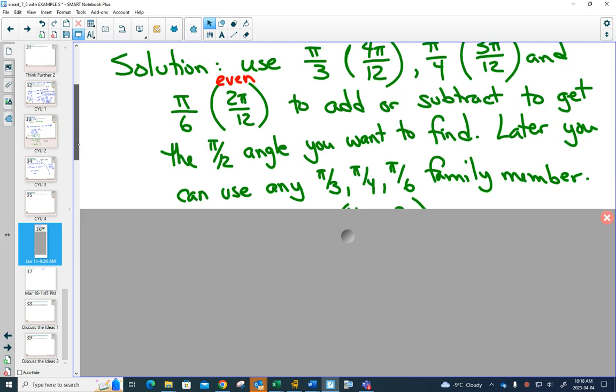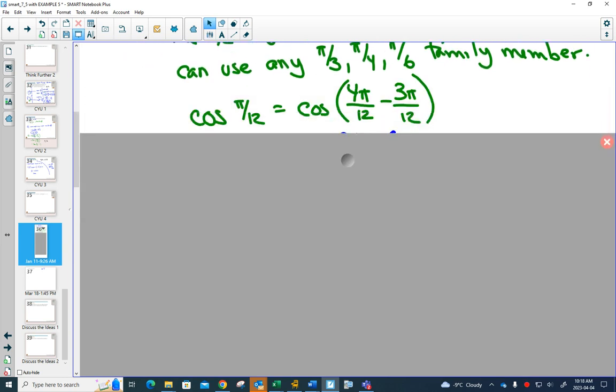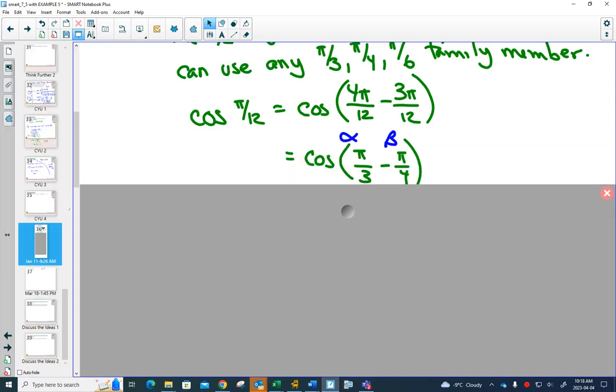So what does this look like as far as figuring out a solution? Okay, we first notice that we can get cos, and we need to write it this way. We want to solve what cos of pi over 12 is, so we write cos of pi over 12 equals. We go, oh, I noticed that cos of pi over 12 is the same as 4 pi over 12 minus 3 pi over 12. And then, if I reduce those down, I have an alpha minus beta formula. And my alpha is something on my unit circle, and my beta is something on my unit circle.